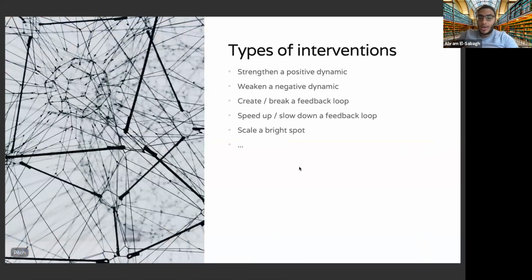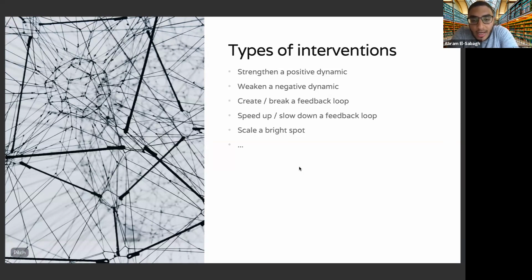So, types of actions that you can do with the different leverage points that you identify. You can strengthen a positive dynamic, right? Say there's a lot of funding going at this specific area, and that's creating a lot of impact. Okay, well, how can we scale that? If there's a bright spot that you want to replicate, the question is how do you create that but at scale?